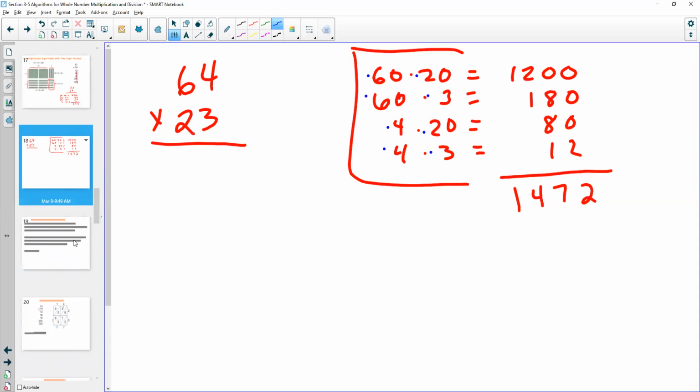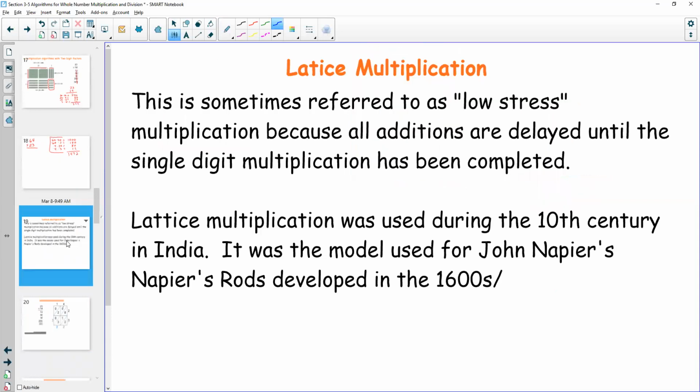All right. The second way we need to know is lattice. Lattice is referred to as low stress sometimes because it's really about single digit multiplication. Some of you may know and love lattice. This has been around for ages. This is like an ancient method, which sometimes is taught in schools and sometimes is not. Some kids love it and use it and can't get rid of it and want it all the time. And some kids it's too many boxes for.